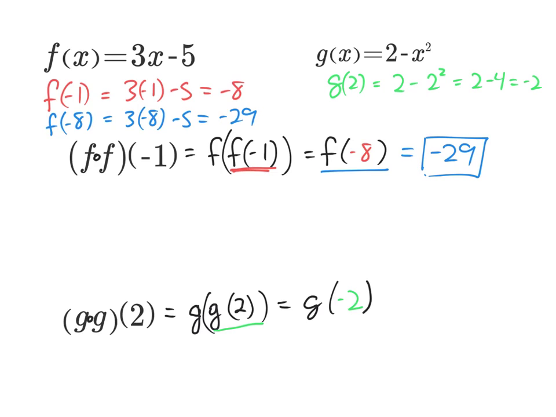Now I'm going to do this piece right here. g of negative 2 is going to be the same thing as 2 minus negative 2 squared, which is 2 minus 4, which ends up being negative 2 again. So this ends up being negative 2.